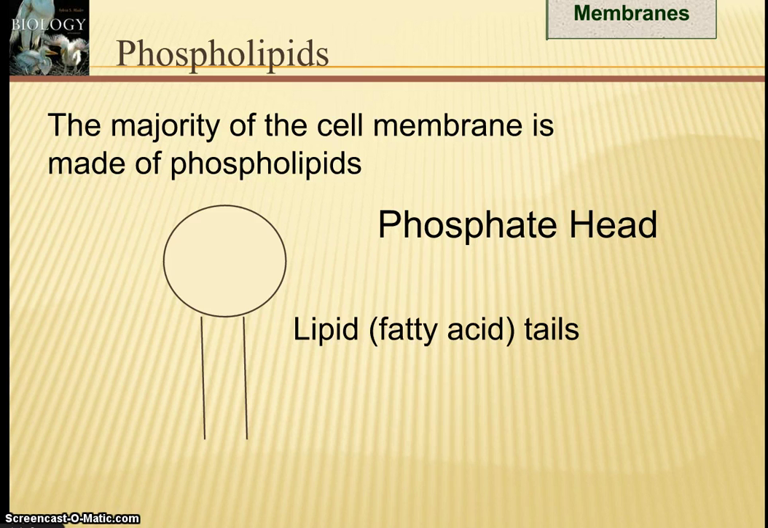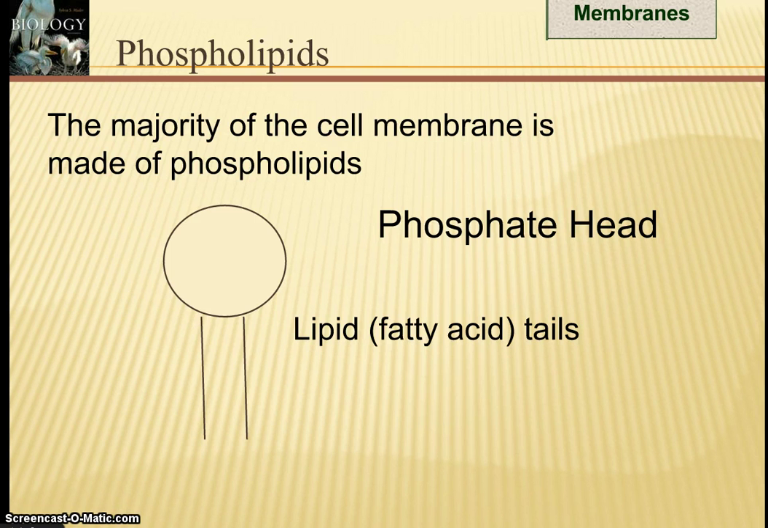The top is a phosphate head. Phosphate is just the element phosphorus. We learned about the phosphorus cycle. We need that to make DNA. Well, part of the reason why you need to get phosphorus by eating things, and plants need to get phosphorus through their roots, is to make these phospholipids to make more cell membrane every time a cell needs to grow or every time you need to make more cells.